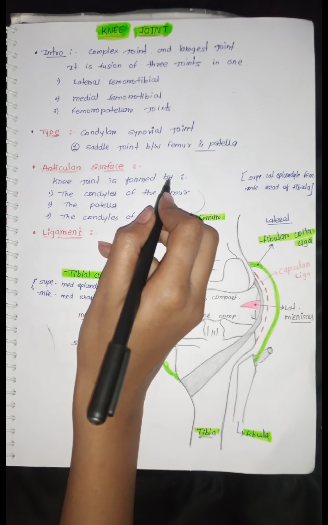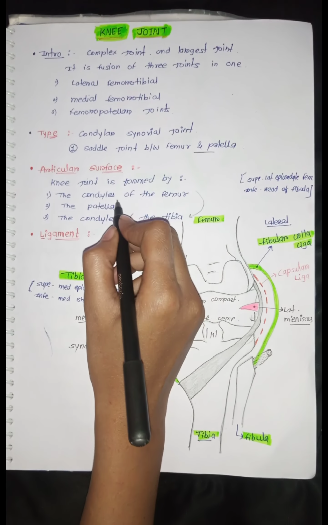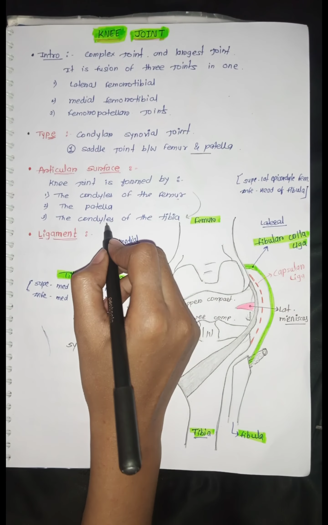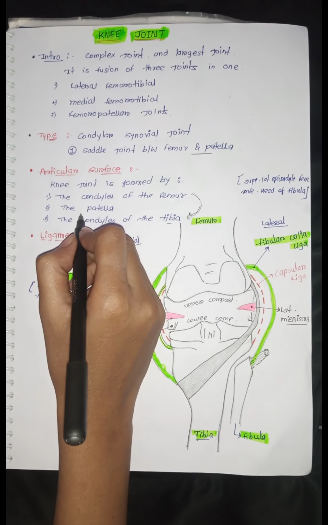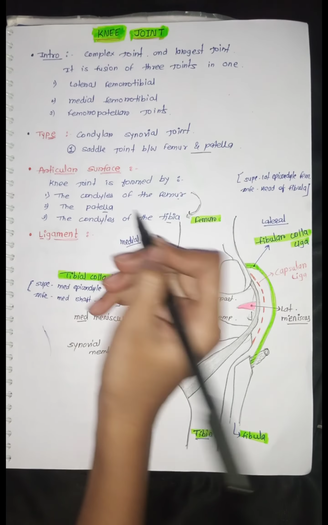Type of knee joint: it is a condylar synovial joint and one saddle joint between femur and patella. Articulating surface of knee joint. It is formed by condyles of femur articulating with condyles of tibia, and the articulation surface is patella.